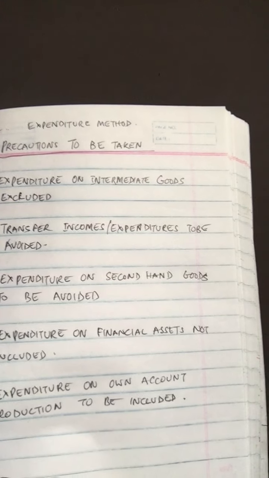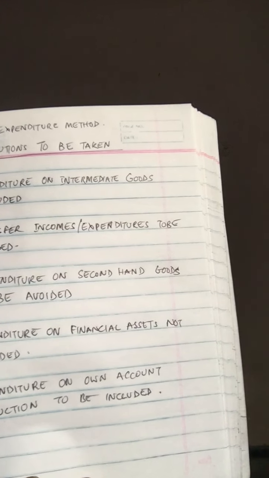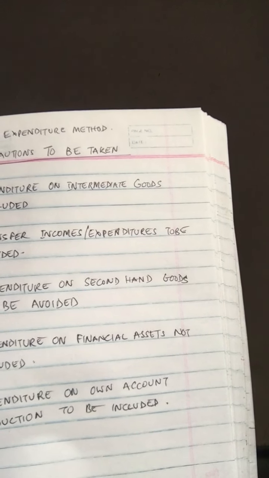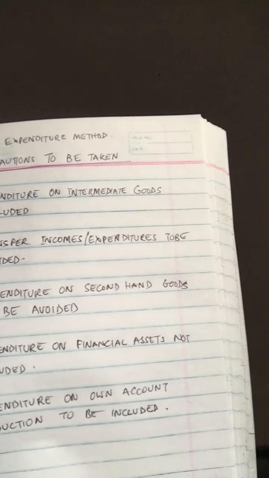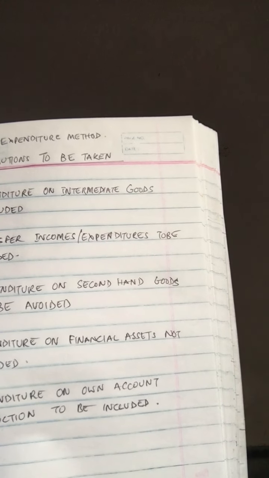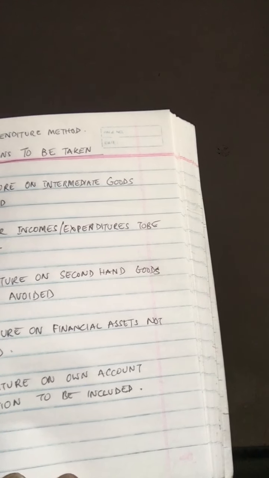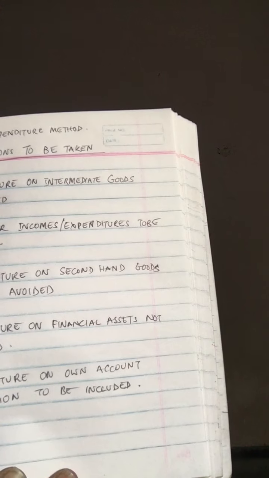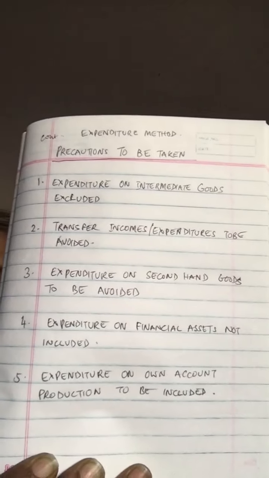First and foremost, we must properly identify expenditure on intermediate goods and services. Intermediate expenditure is already a part of final expenditure. So including intermediate expenditure will mean double counting of expenditures. What will happen? It will lead to overestimation of national income. Therefore, proper identification of expenditures on intermediate products is essential, it's necessary.